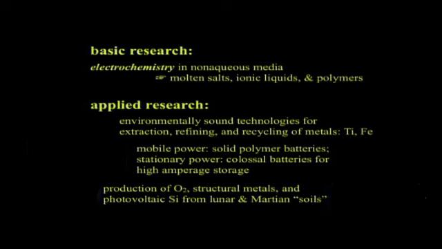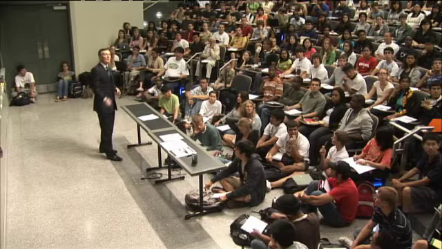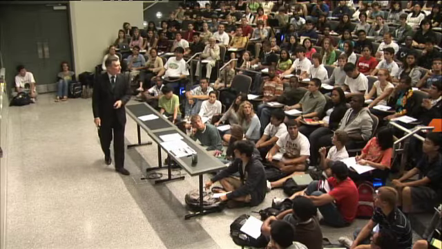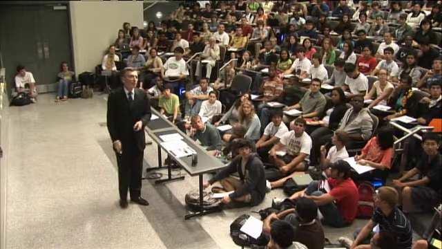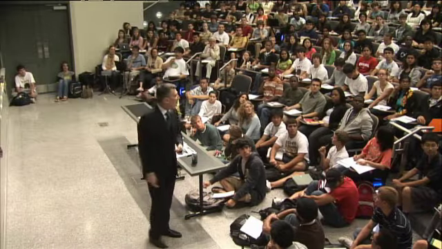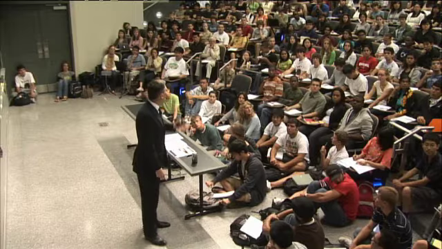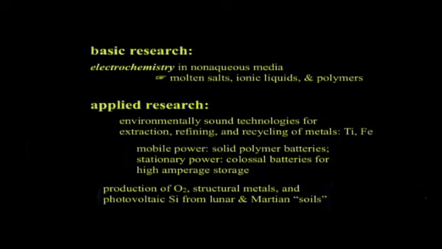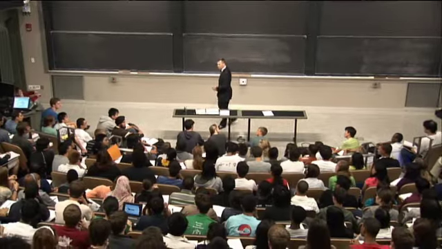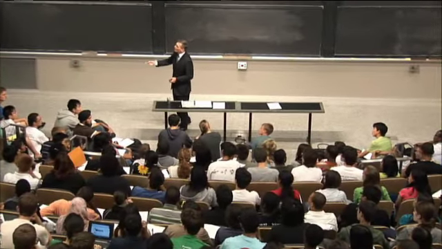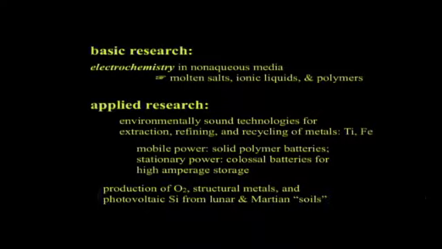And then lastly, let's never forget about dreaming. So if we want to dream and imagine that man will return to the moon or maybe even go to Mars, we're going to have to be able to produce oxygen, live like the pioneers, produce oxygen from local resources, produce structural metals, and even produce photovoltaic silicon so they can generate their own energy from local resources. And so electrochemistry is the key enabler for that as well.